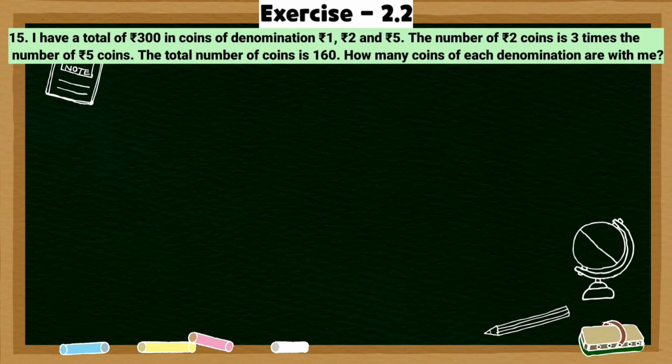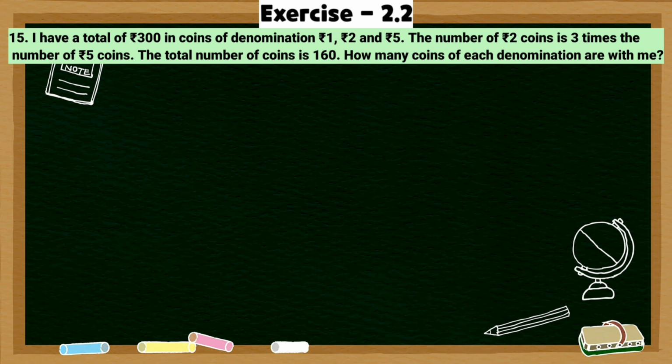Question 15th is, I have a total of rupees 300 in cash of denomination of rupees 1, rupees 2 and rupees 5. The number of rupees 2 coins is 3 times the number of rupees 5 coins. The total number of coins is 160. How many coins of each denomination are with me?